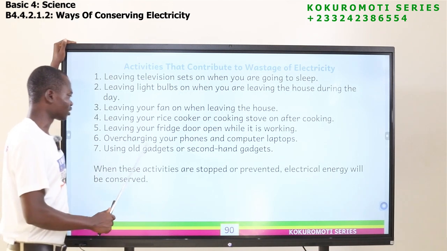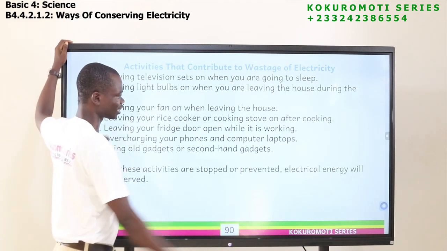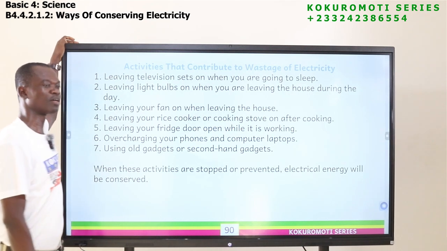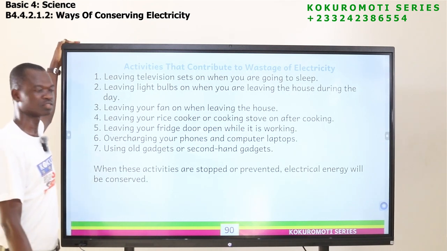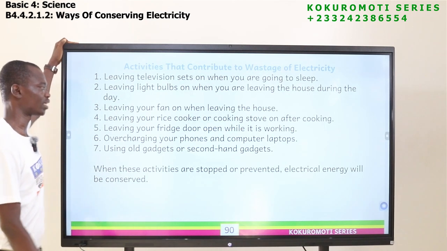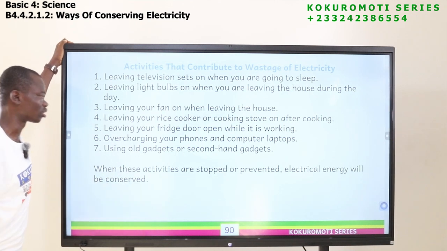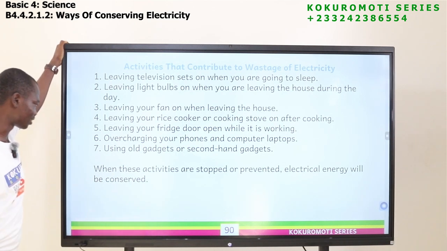Number 6, overcharging your phone and computer laptops. Some of you overcharge your phones. Even if the battery is full, you still leave it on, and it consumes energy. It wastes energy. Not only your phones, your mobile, your computers, and other gadgets.